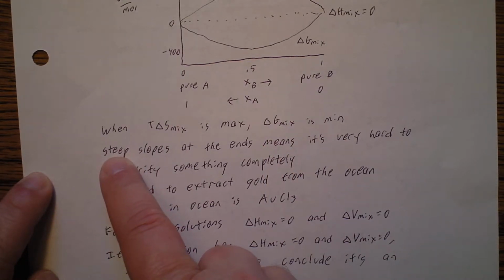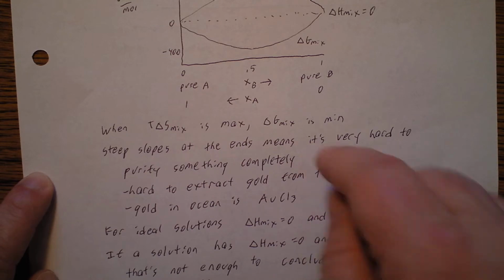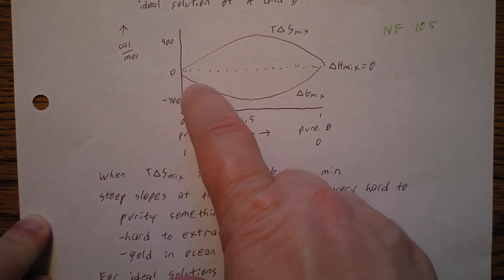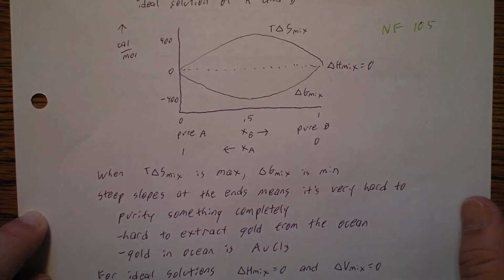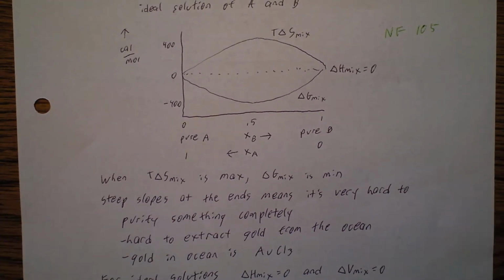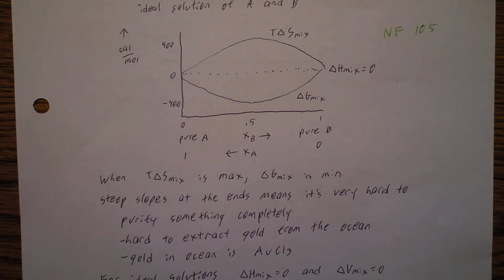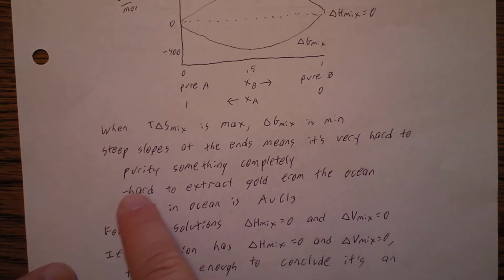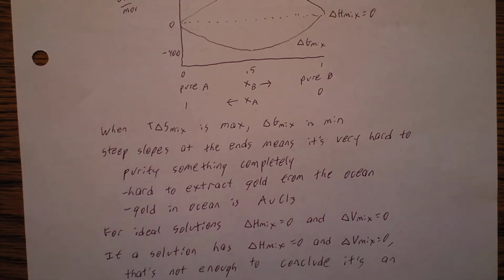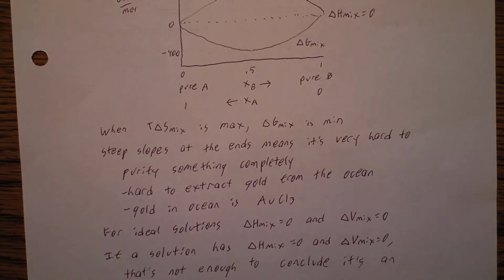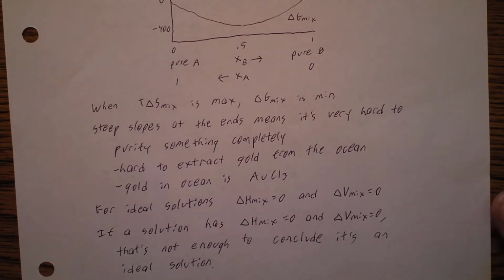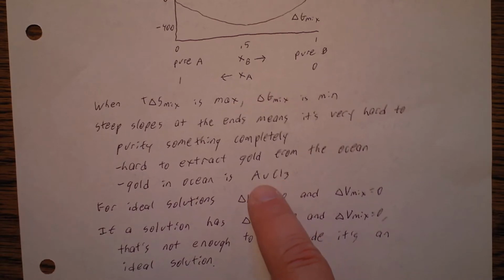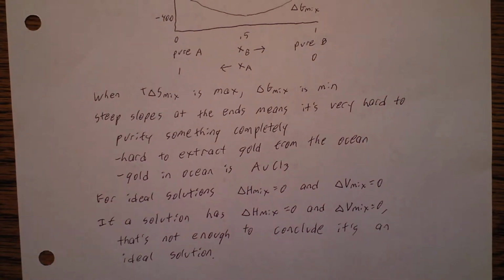So you notice there are steep slopes at the ends. It's not real obvious, but it actually curves way up. So that's why it's hard to get something like 99.999% pure, because right there it's very difficult. As an example, even though there's a lot of gold dissolved in the oceans, it's at very low concentration. So getting that gold out of the ocean would be very impractical. And the gold in the ocean is not pure gold, it's like auric chloride, however you want to say that.